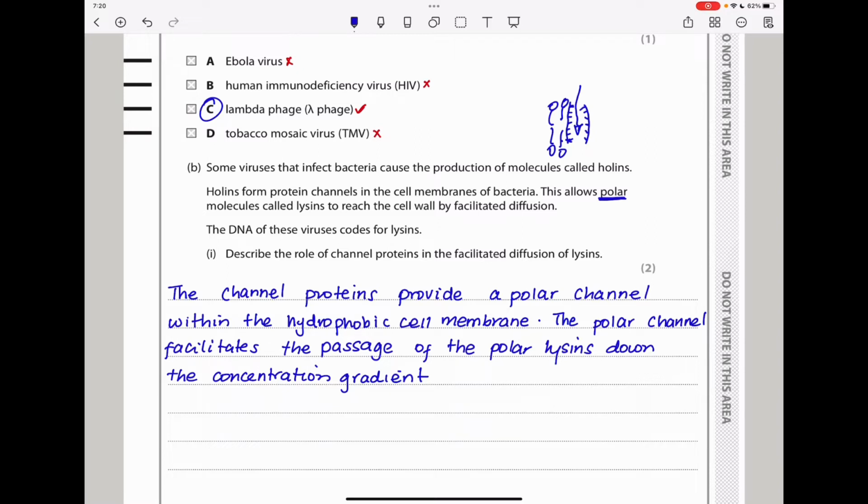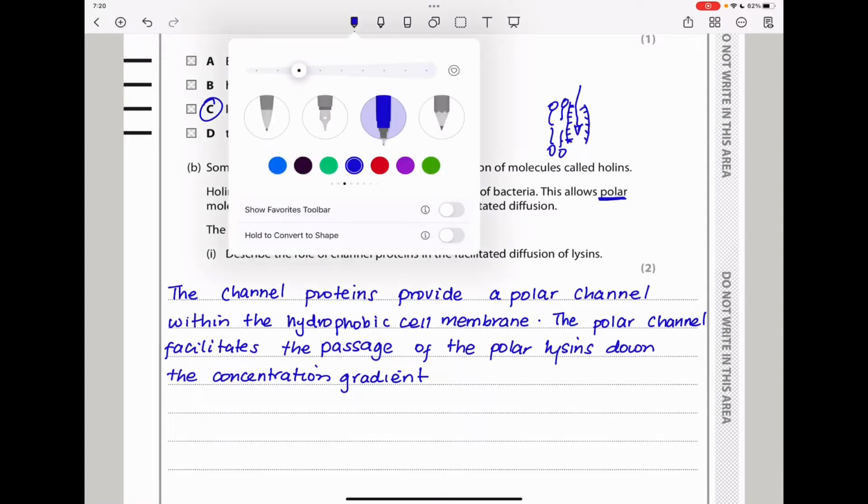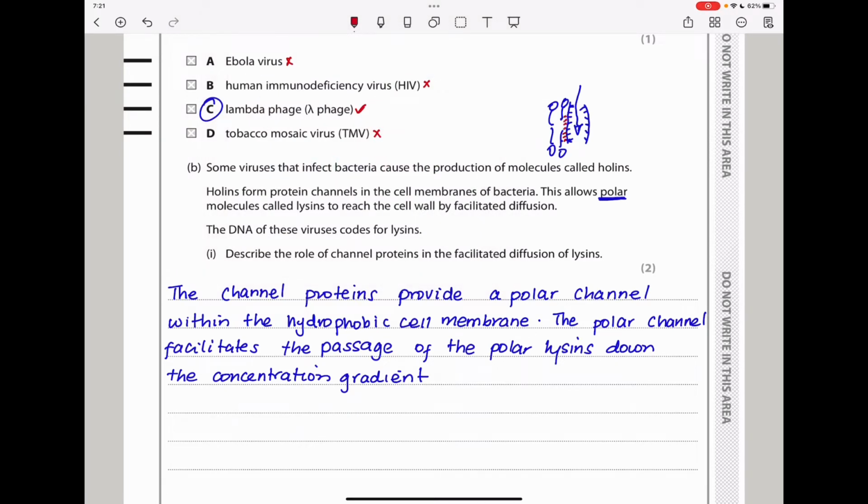So the inner parts, the parts that we have in here, are going to be polar, or I would say hydrophilic, to allow the polar molecules to go through. But the outer parts, let me use a different color here, the outer parts on these proteins are going to be hydrophobic, so that they can align themselves with the hydrophobic tails of the phospholipid bilayer. So let's continue to the next part.